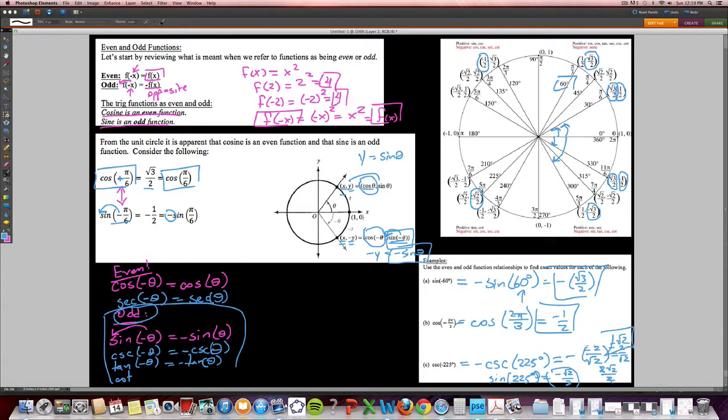But again, this just means we can deal with positive angles from now on, so long as we recognize which trig functions are odd and we can put the negative out front, and which trig functions are even and we can just neglect the negative.